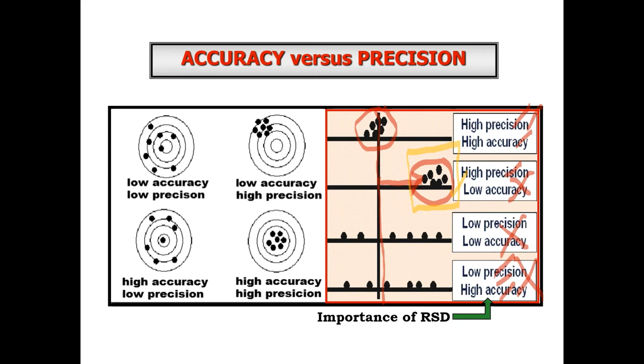Now, I'll give you another option. All the data, 1, 2, 3, 4, 5, 6, are very close to the true value. So now, there is high precision, high accuracy, but every single data is less than the true value. So can this data be accepted? High precision, high accuracy, but there is a systematic error. Can the data be accepted? No. There must be something wrong with your system. There must be a systematic error. So this data, even though it's precise and accurate, cannot be accepted because of the presence of systematic error.